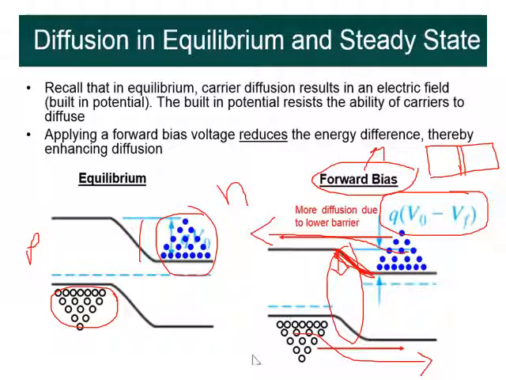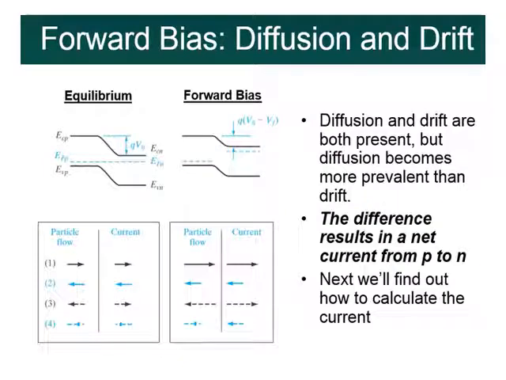Whereas in reverse bias condition, it is the other case. It will become wider and wider. So we will cover reverse bias condition also. I hope this is very clear. So we are seeing again, in equilibrium the gap is more, in forward bias the gap is reduced. Hence we are seeing different movements.